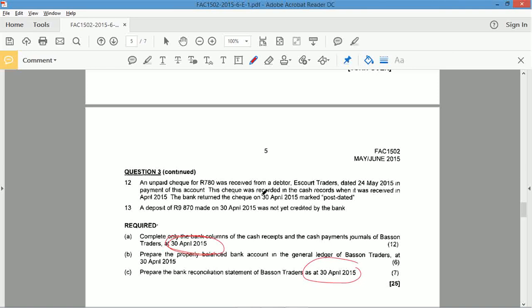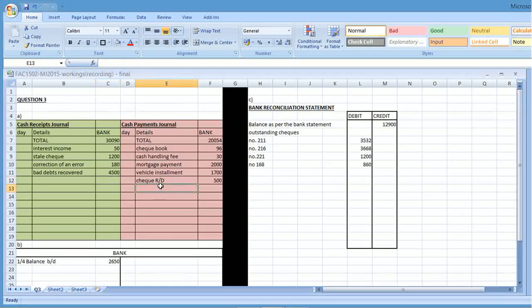An unpaid check for 570 was received from a debtor, dated 24 May in payment of his account. The check was recorded in the cash records when it was received in April. The bank returned the check on 31st April, marked it as post-dated. So a post-dated check would be similar to a bank dishonored check. The reason for that is the check didn't get processed because it's post-dated, meaning it's dated for a future period. So that's going to go to your cash payments, similar to a dishonored check. It didn't go through, so you're going to have to process it here.